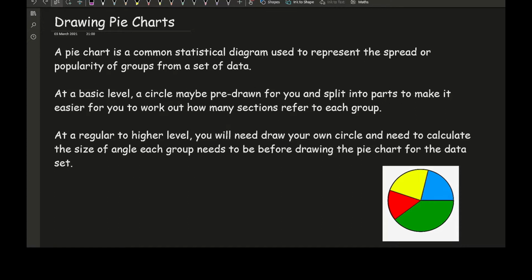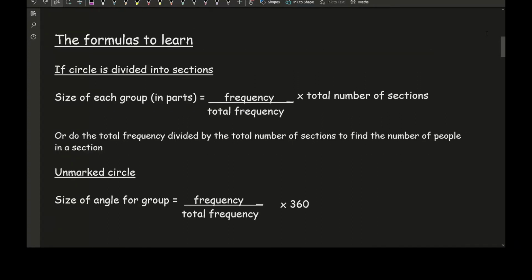Now at a regular or a high level, you'll need to draw your own circle and need to calculate the size of an angle for each group before drawing the pie chart for the data set. Now there are some formulas that you do need to learn. Now as I mentioned, there are two types of questions you could get asked.